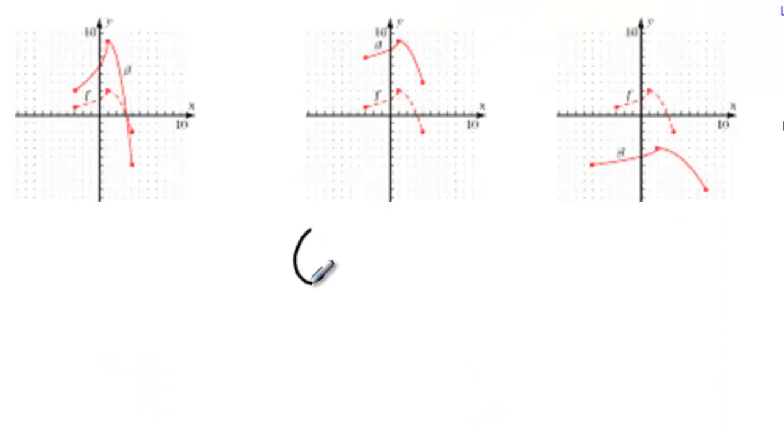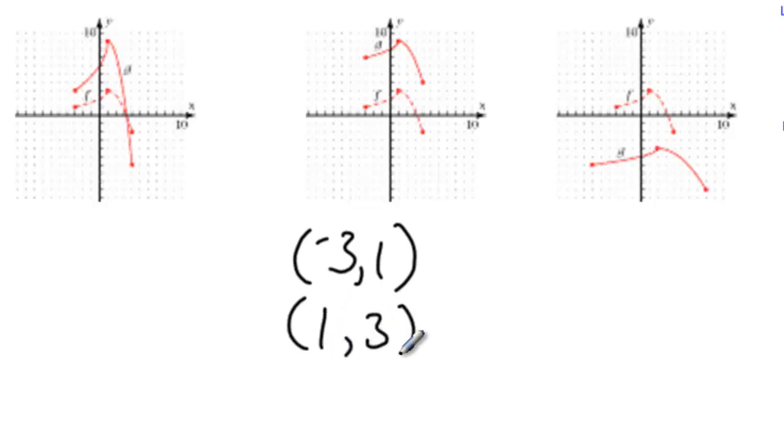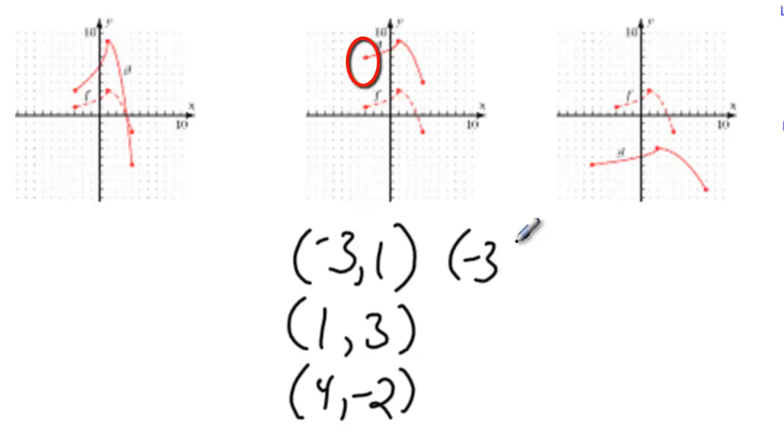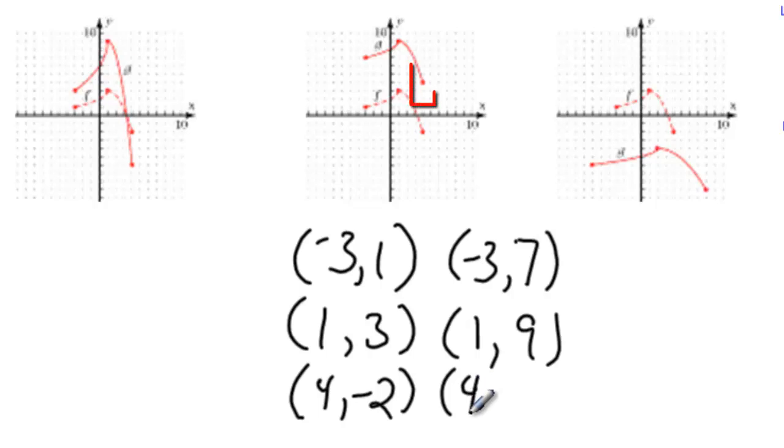Again, we had -3, 1, 1, 3, and 4, -2. Our new values are -3, 7, and 1, 9, and 4, 4. So here, again, our x values are all the same.